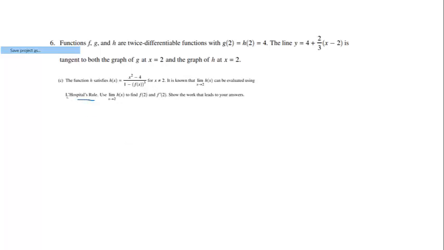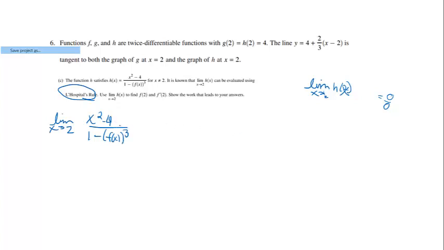So it's telling us that we can use L'Hopital's rule, which means if I find the limit as x approaches 2 of h of x, while we are finding that limit, we know we should end up getting 0 over 0 so that I can use L'Hopital's rule to find that limit. So that's how I'm going to start the problem. So I'm going to get the limit as x approaches 2, x squared minus 4 over 1 minus f of x cubed. All right, so we know because it says we can use L'Hopital's rule that I should get 0 over 0 at this step.